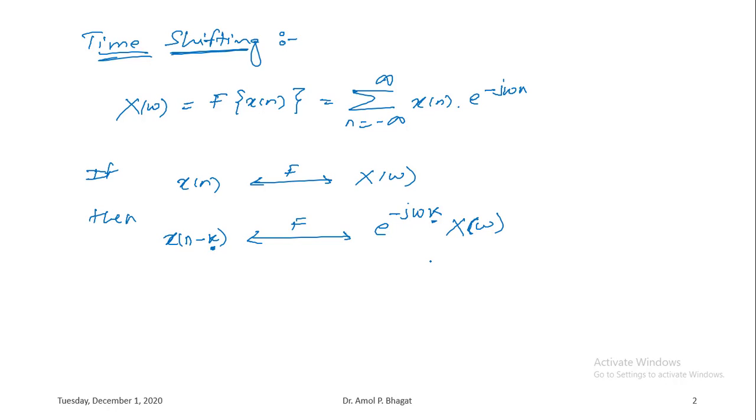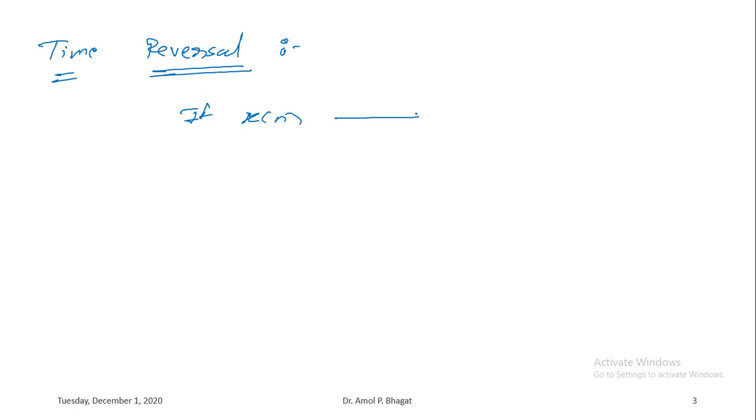So similarly, there is another property which is nothing but the time reversal property. So the second property that we will be discussing today is time reversal. Again, if x of n is the discrete time signal with Fourier transform capital X of omega, then the time reversed signal x of minus n has the Fourier transform X of minus omega, right? So as per this property, here we are folding the signal in time about the origin, right? So x of n's folded version is simply represented as x of minus n, right?